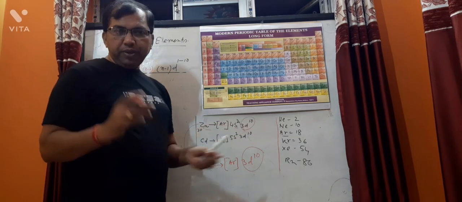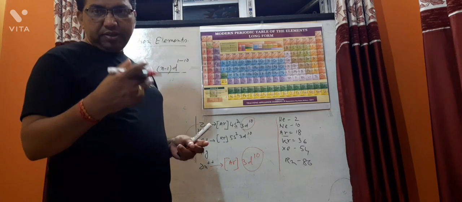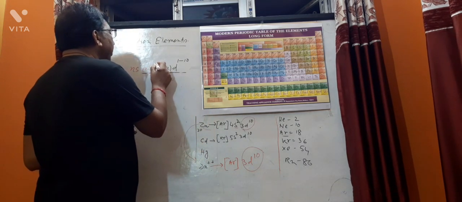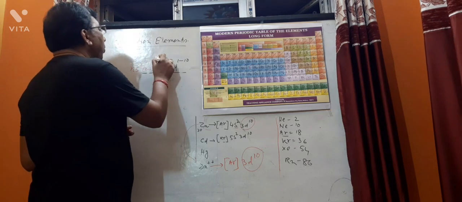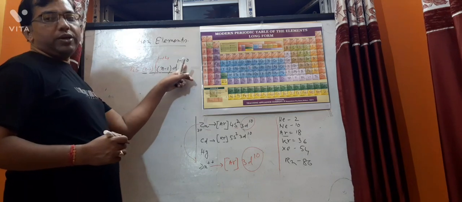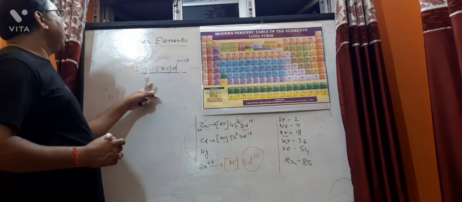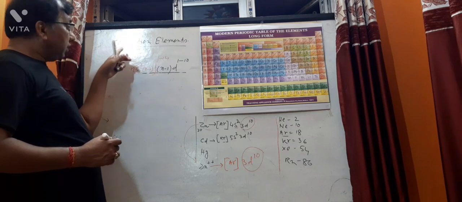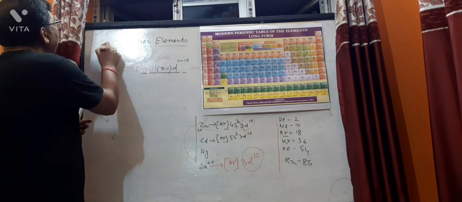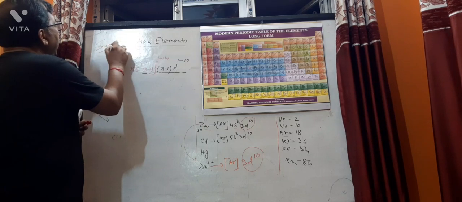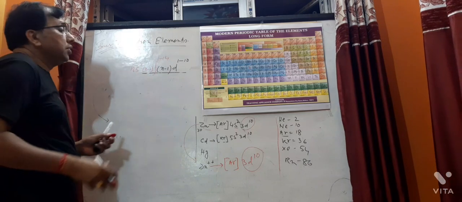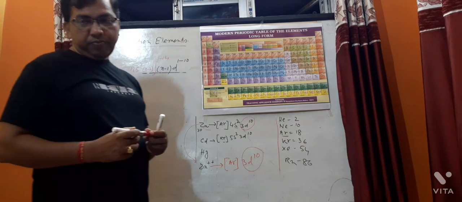So for the inner transition elements, the general electronic configuration is N minus 2 f, 1 to 14, and N minus 1 d, 1 to 10. This is the general electronic configuration of the inner transition elements. Clear? This is the general configuration.